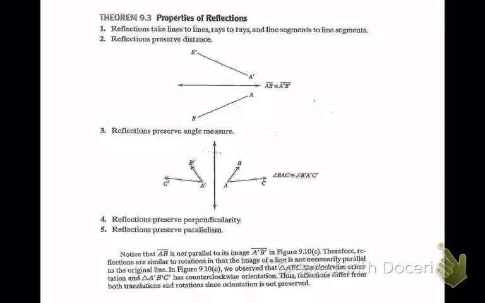Notice that AB is not parallel to A prime B prime. Therefore, reflections are similar to rotations in that the image of a line is not necessarily parallel to the original line. We observe that ABC has a clockwise orientation and A prime, B prime, C prime has a counterclockwise orientation. Thus, reflections differ from both translations and rotations since orientation is not preserved.